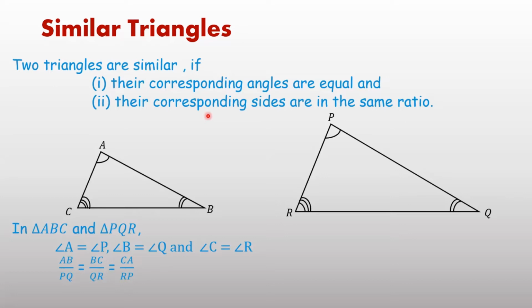Now, next we have to discuss different criteria for similarity of triangle. Criteria means minimum requirement for two triangles by which we can prove these two triangles are similar. This is the sign of similarity. You will write triangle ABC is similar to triangle PQR. Next criteria, what is the requirement.